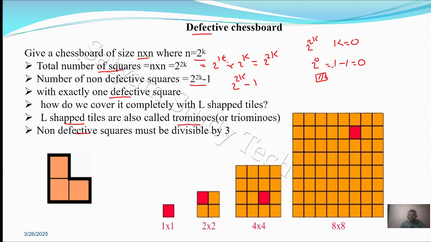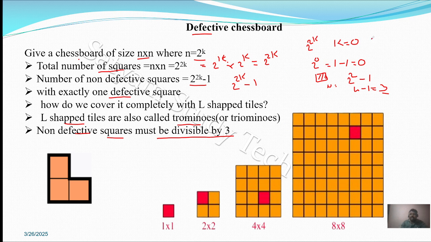For example, in the case of k equal to 1, that is 2 power 2 into 1, that is 2 power 2. So you can find out the non-defective squares: 2 power 2 minus 1, that is 4 minus 1, that is 3. One more important point: non-defective squares must be divisible by 3. So here it is divisible by 3. 3 is divisible by 3.